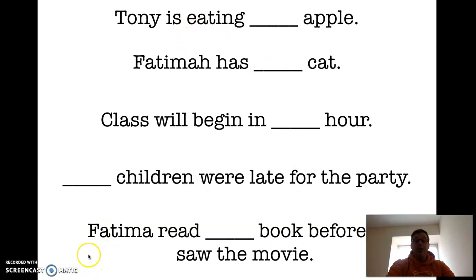Look, Fatima again. Fatima read what book before she saw the movie? So here, a long time ago, someone wrote a book. Then they made a movie about it. So there's only the one book that the movie came from, a very specific book. Fatima read the book before she saw the movie.